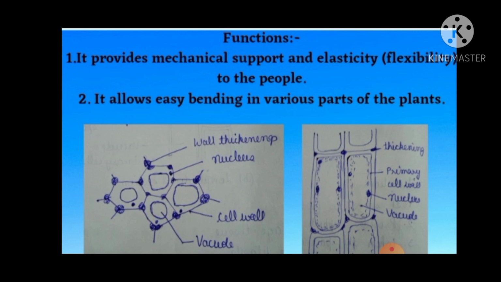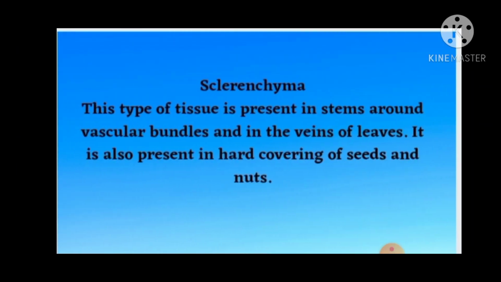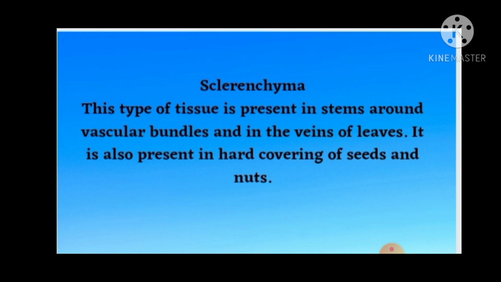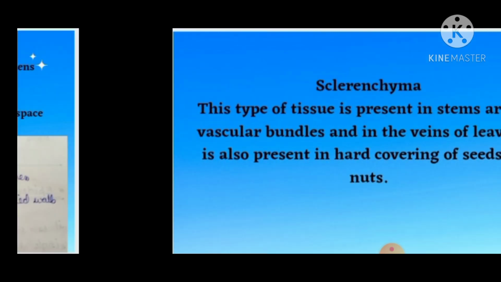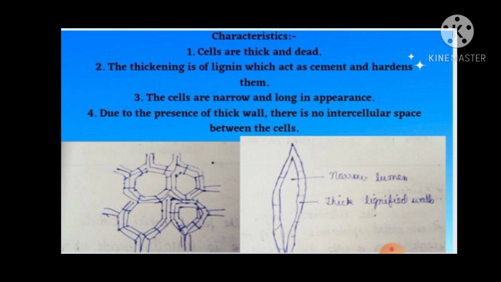Now students, let us discuss the third kind of simple permanent tissue present in plants, and that is Sclerenchyma. This type of tissue is present in stems, around the vascular bundles, and in the veins of leaves. It is also present in the hard covering of seeds and nuts. And what are its characteristics? The cells are thick and dead.